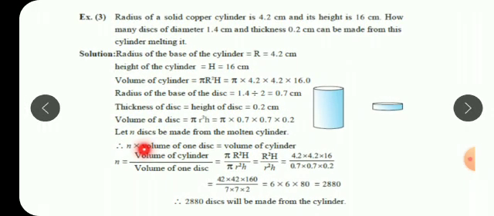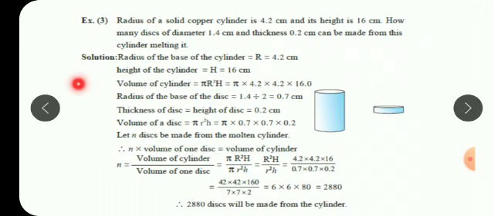So see now question. Radius of solid copper cylinder is 4.2 centimeter and its height is 16 centimeter. How many discs of diameter 1.4 centimeter and thickness 0.2 centimeter can be made from this cylinder melting it? So if the cylinder is melt, how many solid disc can be made? So see now what is given here. Radius of solid copper cylinder is 4.2 and height is given. So with these two values, let us solve.